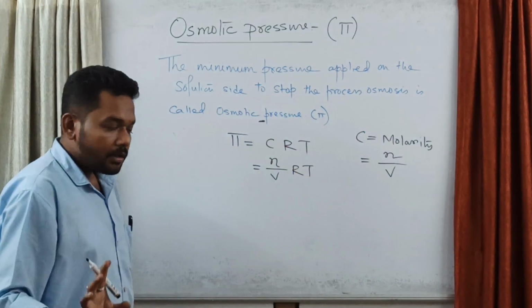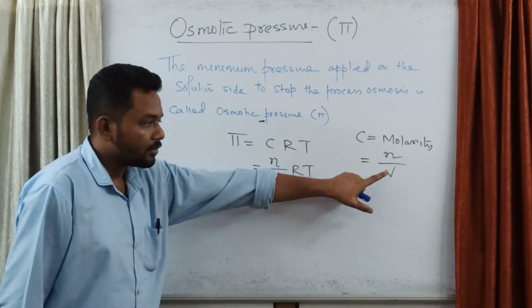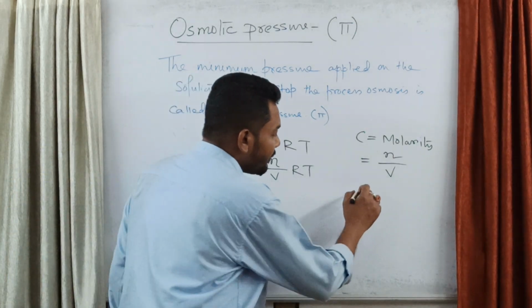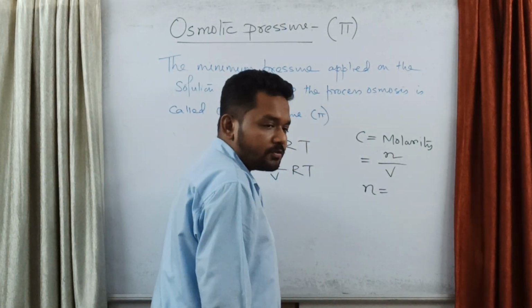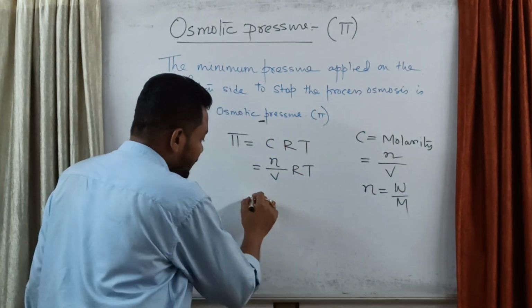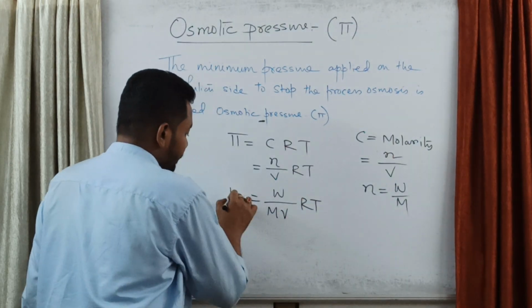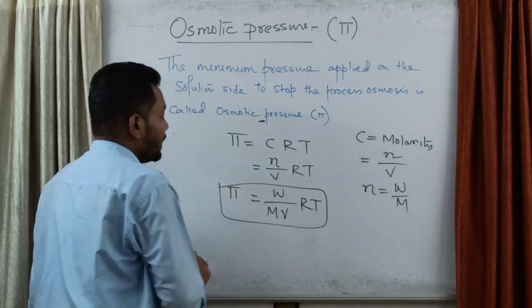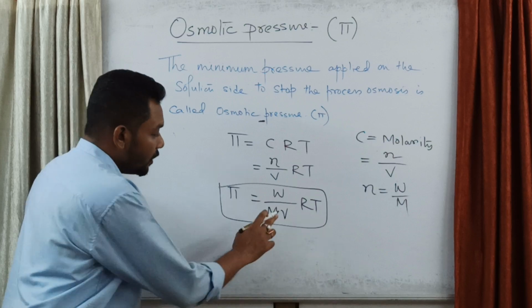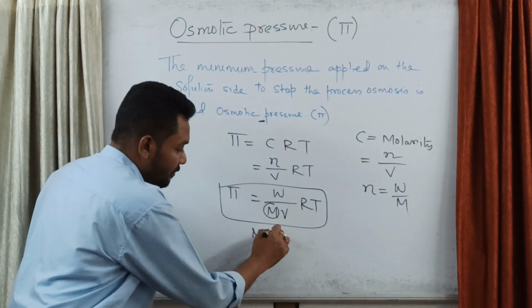Yes or no, please tell me. Because C is the molarity. The definition of molarity is number of moles divided by volume of the solution. So you can write C equals n by V. Any doubt? Now n, the number of moles, means weight by mass, so you can write W by M. Already V is there. So the formula becomes pi equals W by MV RT. So for the given values of osmotic pressure pi, weight, volume, R, T, you can easily get the value of M. So M is the molar mass of the solute.